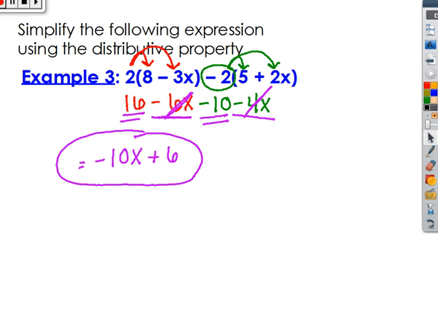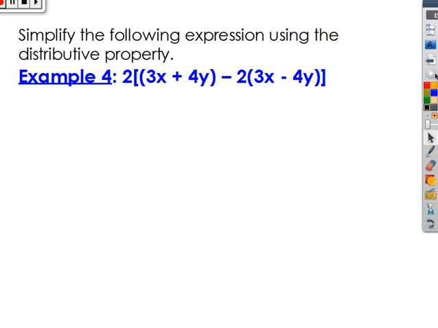Alright, last example. Order of operations tells me to do my parentheses first. Well, in this case, brackets count as parentheses because they're a grouping symbol. So I'm starting inside my brackets. And then it starts over again. So that means this 2 on the outside, nothing's going to happen until the very end.